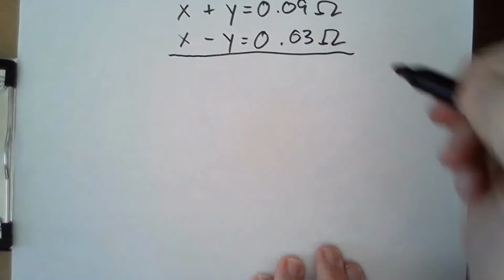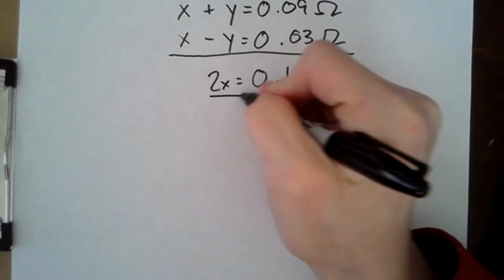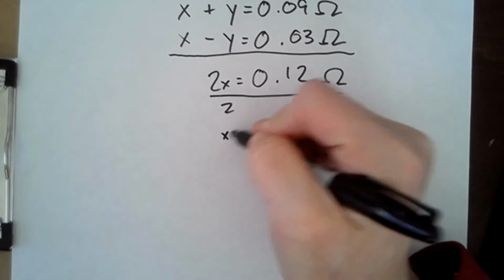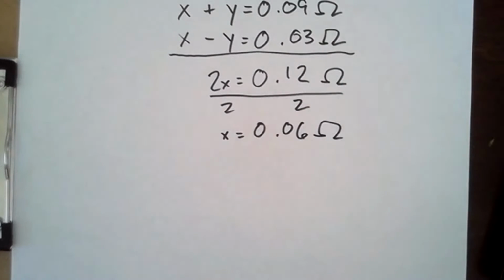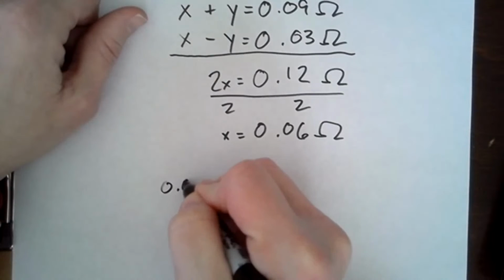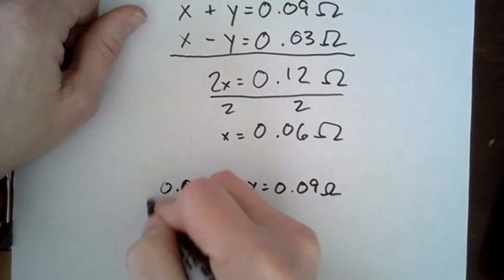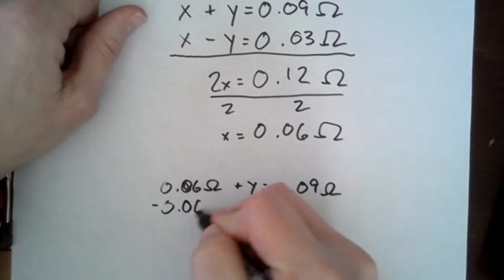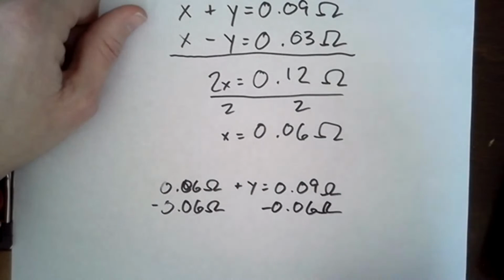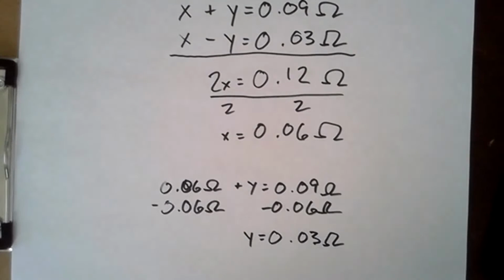Therefore, if we just add these two equations, I get 2X equals 0.12 ohms. I divide both sides by 2 to get X is 0.06 ohms. Now I can plug this into either of my equations and get the solution for Y. I'll use the first one, 0.06 ohms plus Y equals 0.09 ohms. So if I subtract 0.06 from both sides, I get the value for Y. Y equals 0.03 ohms. There we go. We found the resistances for both of these dry cells.